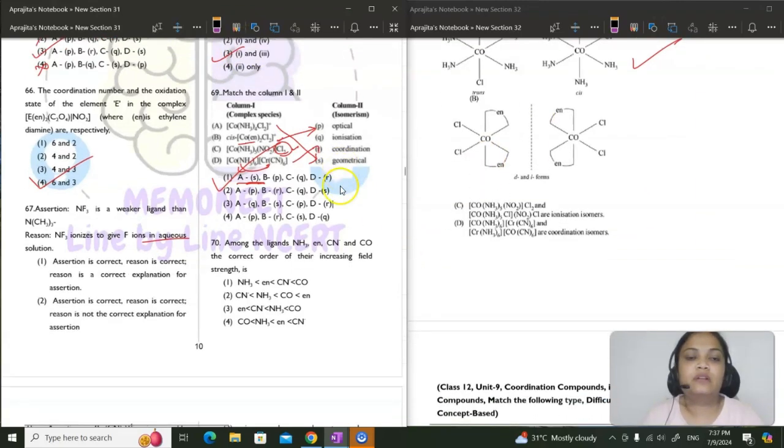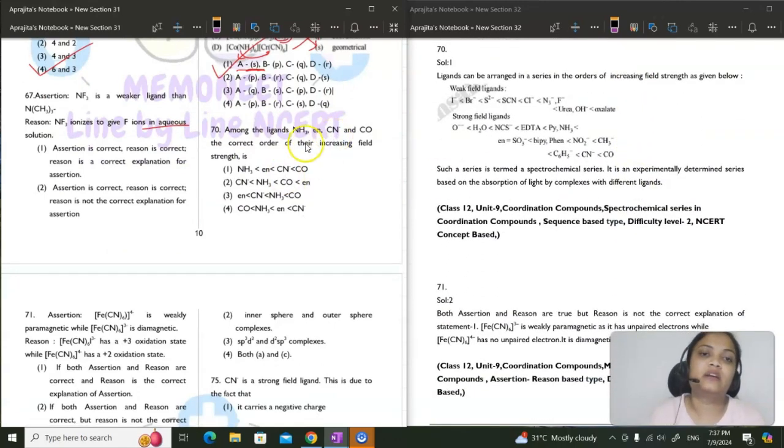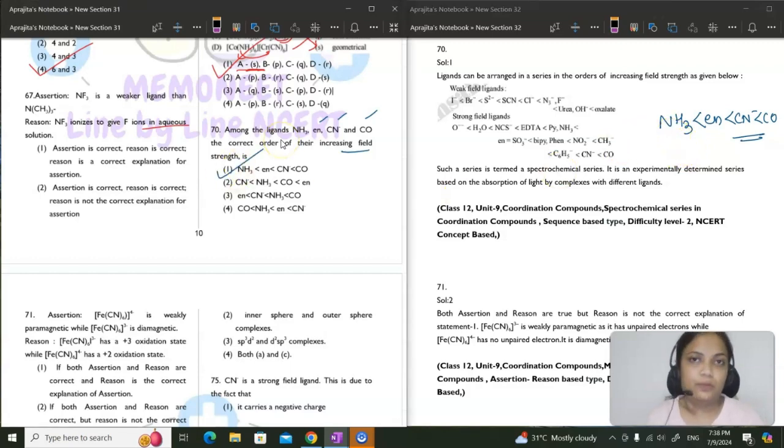Question number 70. Next question. Among the ligands ammonia, ethylenediamine, cyanide and carbonyl, what is the correct order of increasing field strength? Again you need to find the increasing field strength of the ligands, so you need to know the spectrochemical series. If I talk about ammonia and ethylenediamine first, ammonia is weaker than ethylenediamine. Then cyanide will come, and at the last carbonyl, which is the strongest one. So the answer is option number 1.